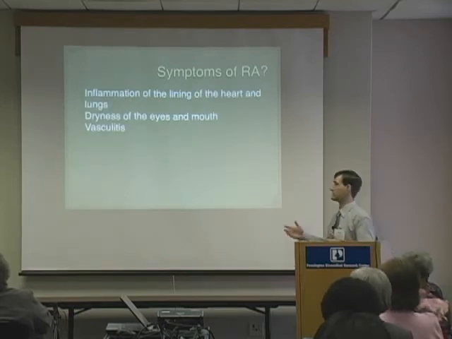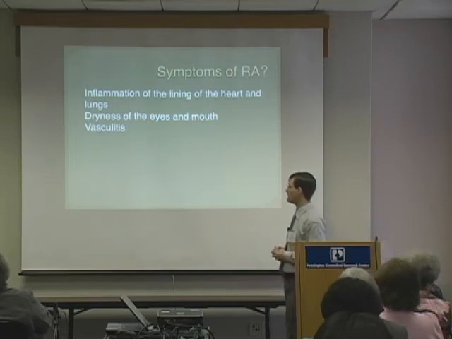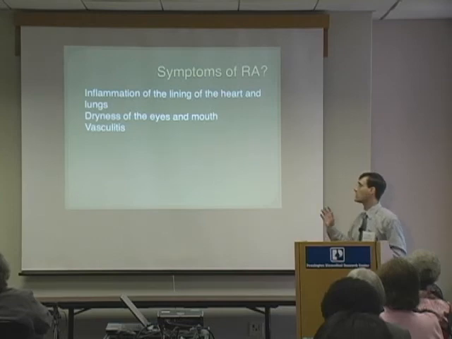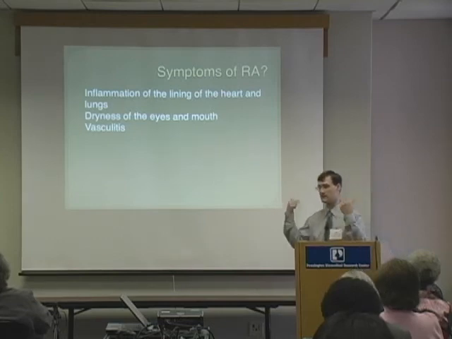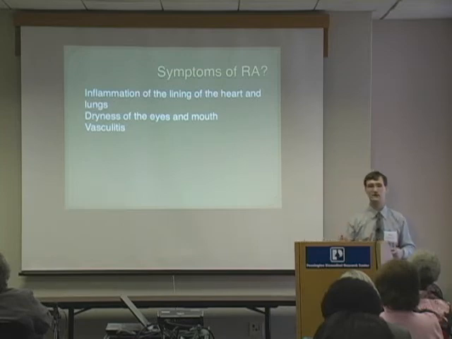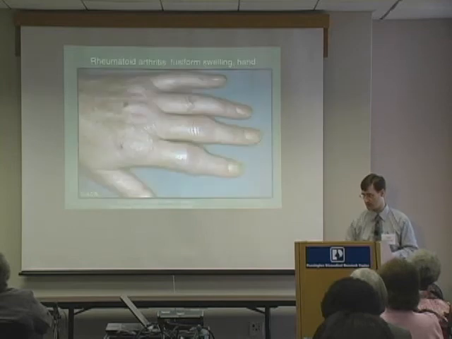You can also get, like I said, this is a systemic disease, other organ involvement. You can get inflammation in the lining of the lungs and the heart. You can get nodules in the lungs. You can get dryness of the eyes and mouth from inflammation of the glands that produce the saliva. This is called secondary Sjogren's. You can get vasculitis, where the blood vessels get inflamed and cause damage, and you get ulcerations and pitting and damage of the fingers and the skin.